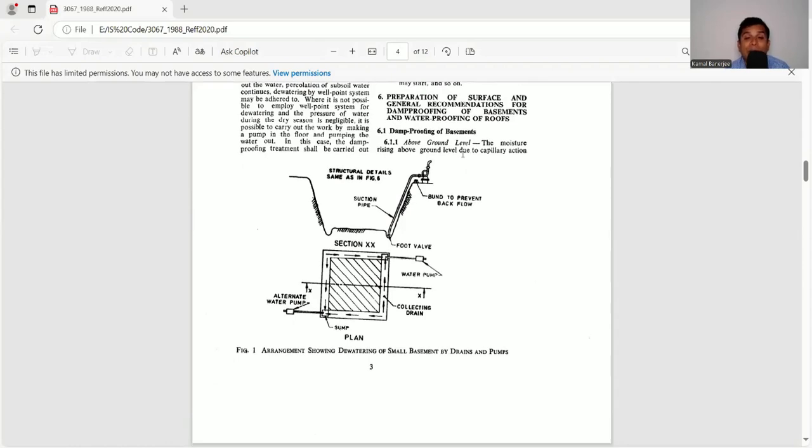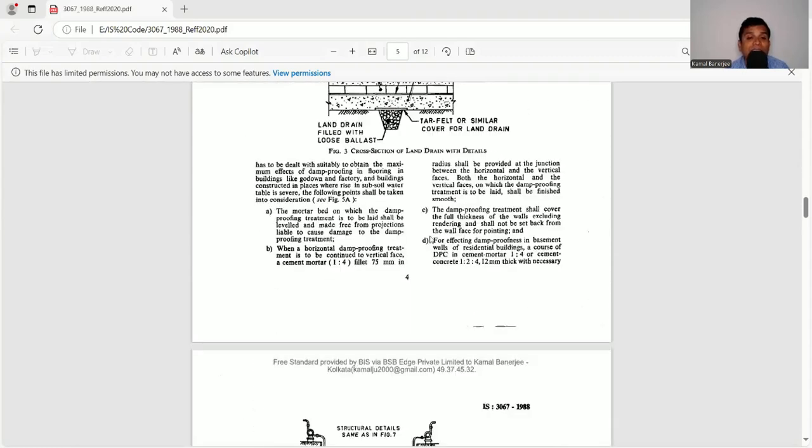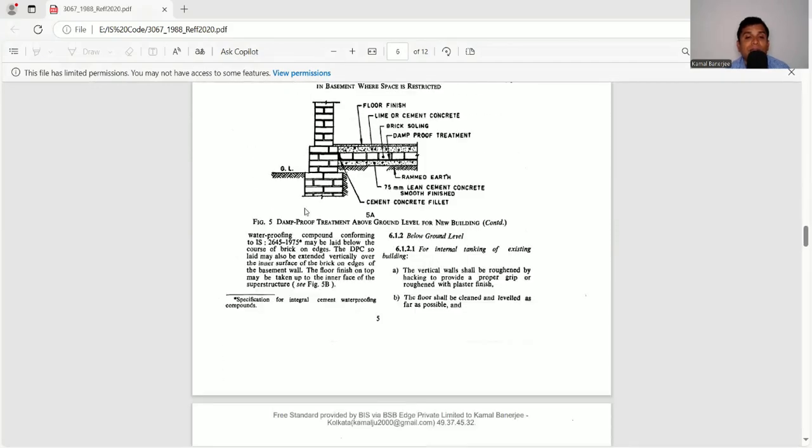Now it is above ground level. The moisture rising above ground level due to capillary action has to be dealt with suitably to obtain the maximum effect of damp proofing in flooring in buildings like godowns, factory buildings and construction places where the rise in subsoil water table is severe. The following points shall be taken into consideration. See, it is saying figure 5.8. Here it is figure 5.8.